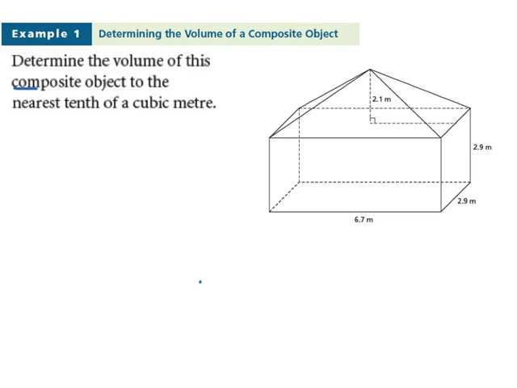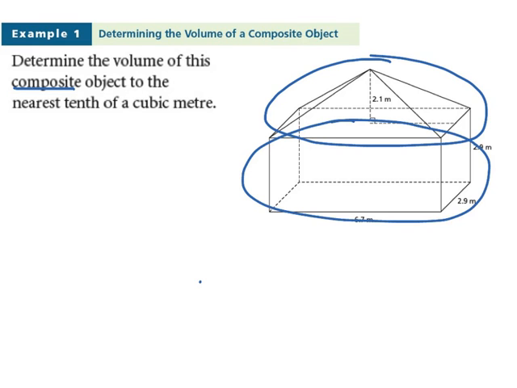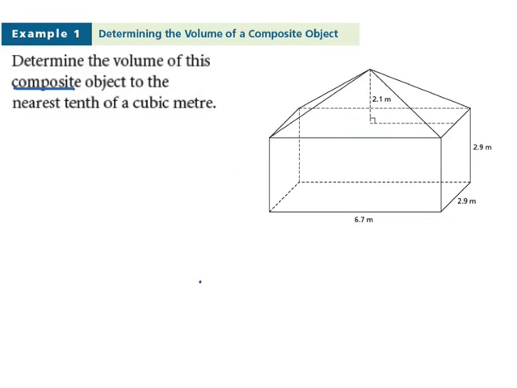A composite object is an object composed of more than one different shape. For example, the object to your right is composed of a rectangular pyramid and a rectangular prism. Because of these two different shapes, we have to consider two different volume formulas. So let's take a look at the formula for the rectangular prism first.